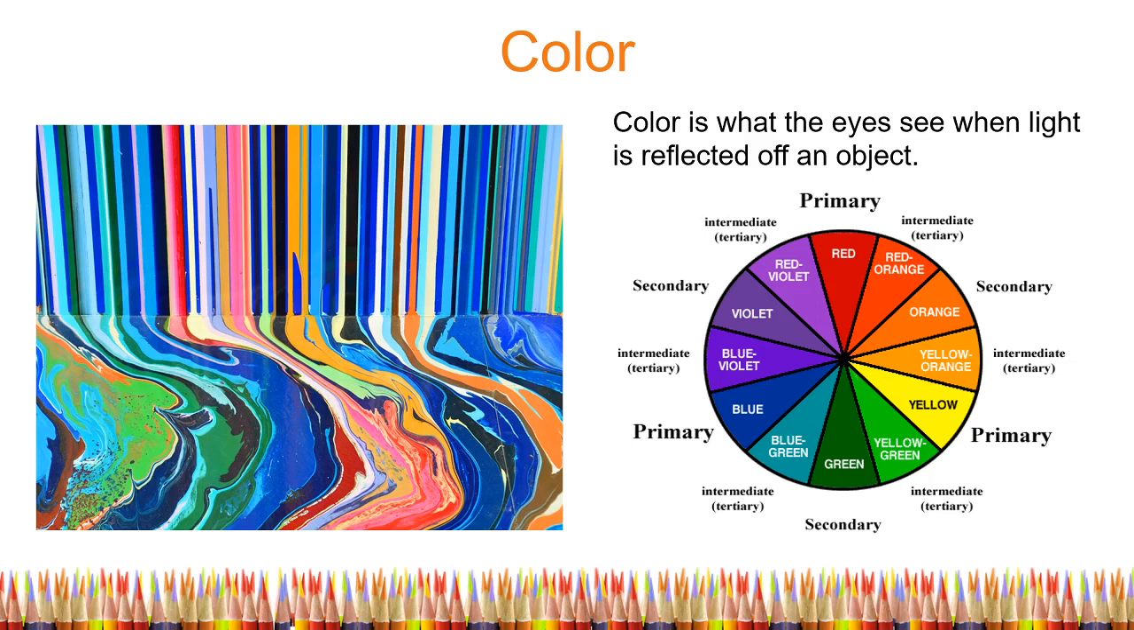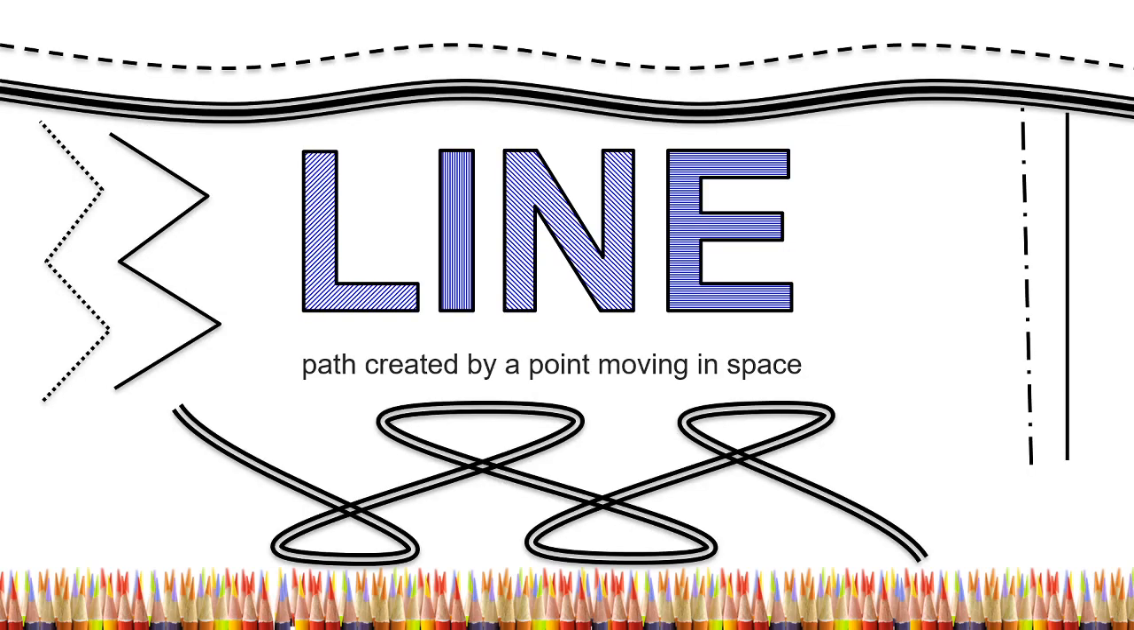Color. Color is what the eyes see when light is reflected off an object. You can see the color wheel with what we consider to be the 12 main colors, but there are lots and lots of variations in between. The 3 primary colors: red, yellow, and blue. The secondary colors: purple or violet, orange, and green. And then the tertiary, which means 3 colors, which are colors like red-orange, yellow-green, and blue-purple. Those are the ones that go between the primary and the secondary colors.